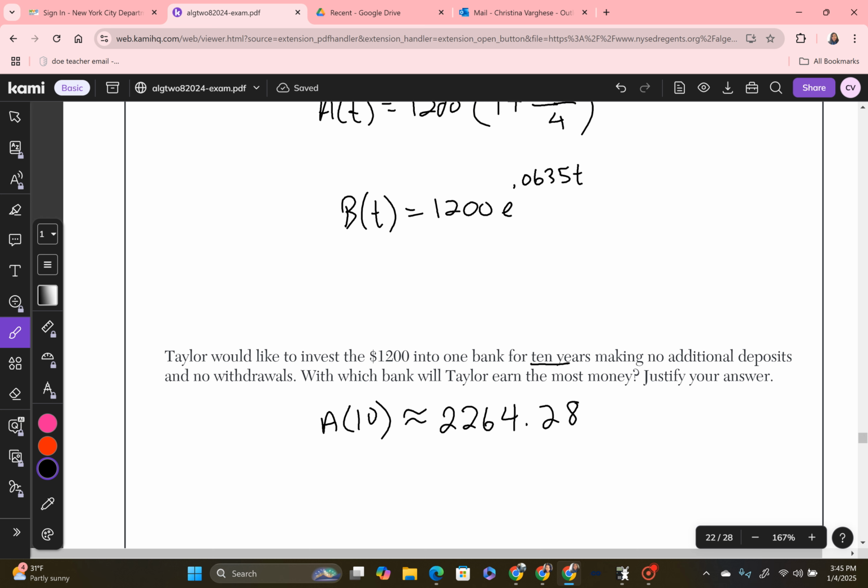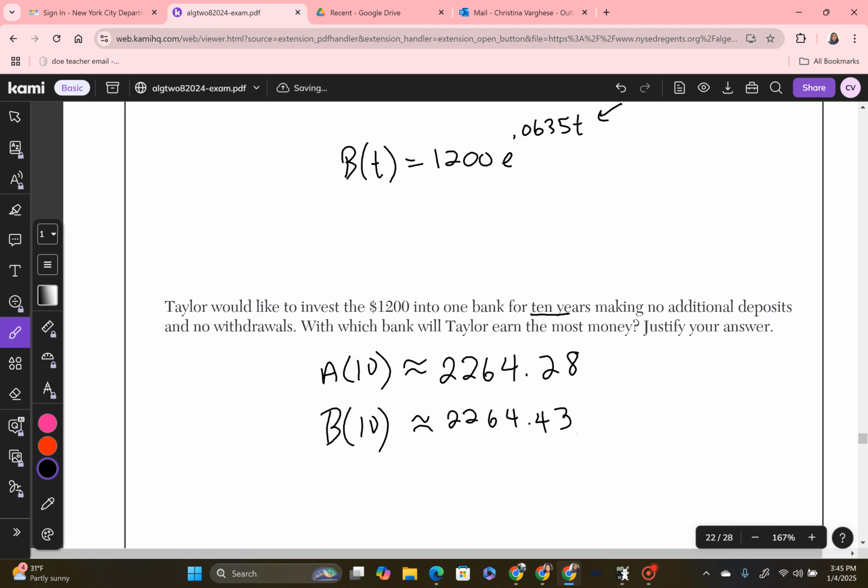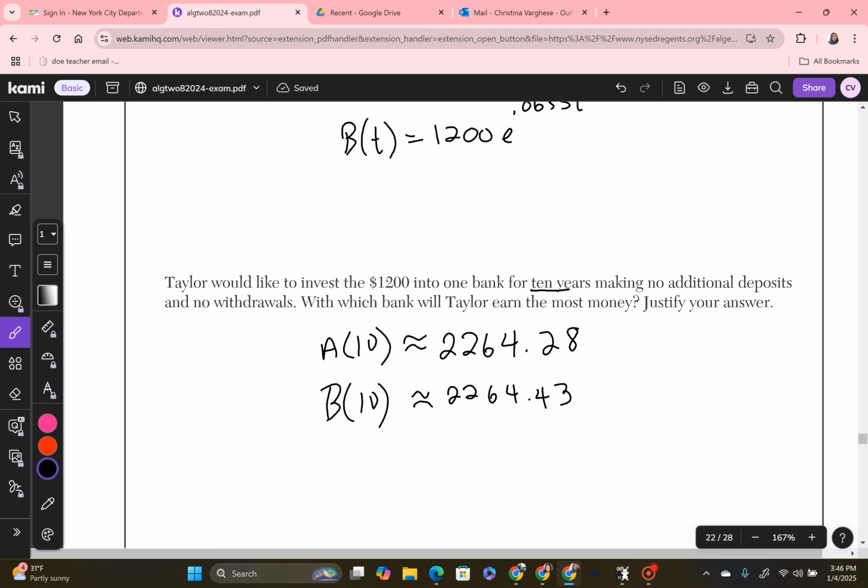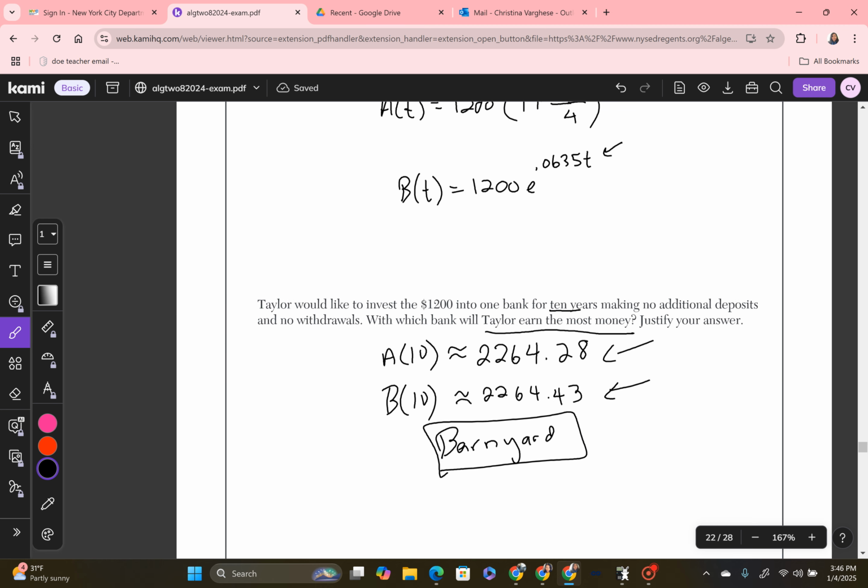$2,264.28. Okay. And I'm going to do the same thing for Barnyard Bank, B of 10. So when I put the 10 in here, I'm going to get about $2,264.43. Okay. So it says, which bank will Taylor earn the most money? Remember, we have to answer our questions. So she will earn the most money with Barnyard. So Barnyard will give her the most money. All right. And remember, we have to answer the question. Justifying it by using our work right here, we should be good.